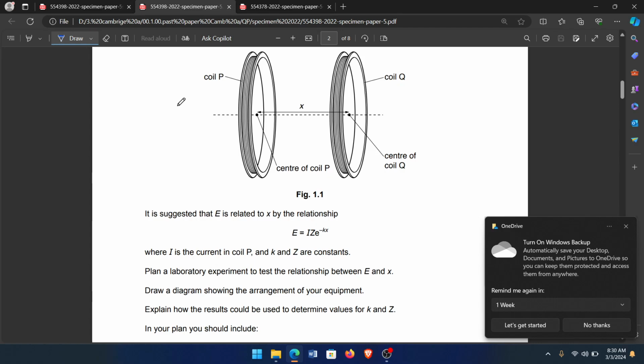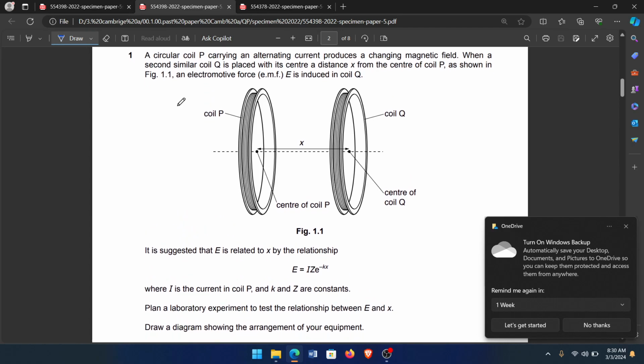Then add a suitable, workable diagram. That means, look, this coil must be supported somewhere. And there must be a way to measure X. There must be a way to measure induced EMF. So what thing can measure the induced EMF?